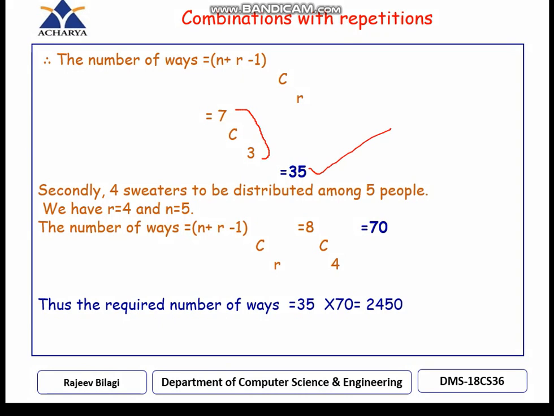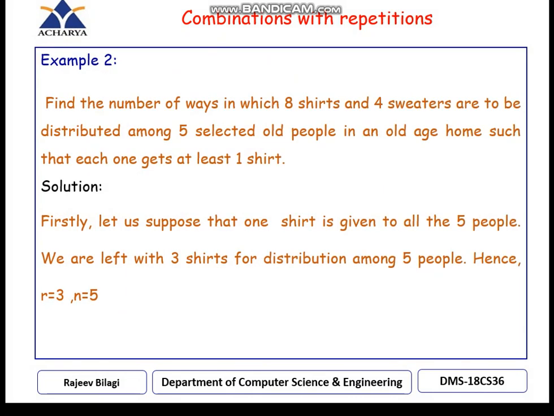Second option is 4 sweaters to be distributed among 5 people. So r is equal to 4 and n is equal to 5. If I apply the formula here, n plus r minus 1 C r is equal to 5 plus 4 minus 1, so 8C4, which is equal to 70. But the total required number of ways is both this and this. So 35 into 70 is equal to 2450. These are the number of possible ways where the 8 shirts and 4 sweaters can be distributed such that each one gets at least one shirt.